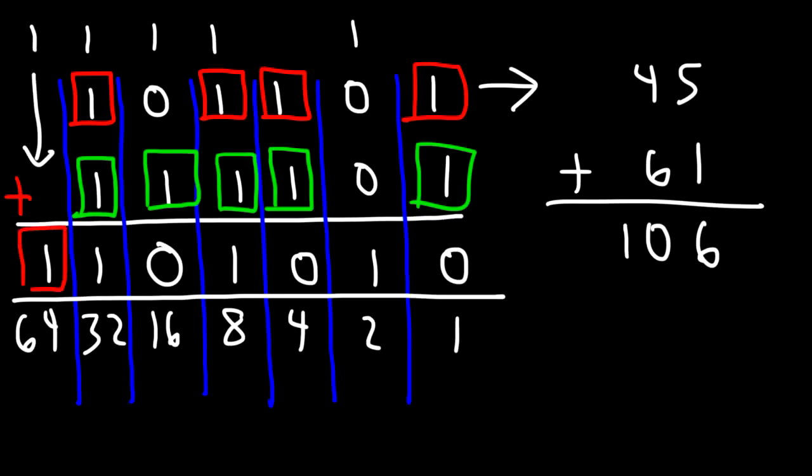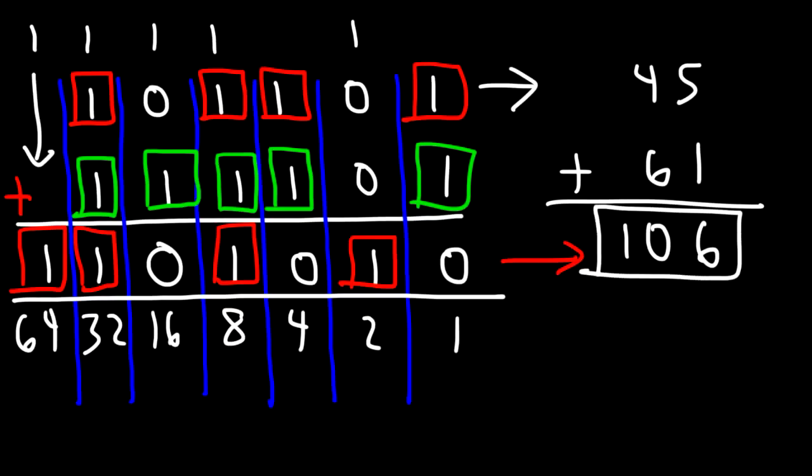Now we have a 64 plus a 32, so that's 96. 96 plus 8 is 104. 104 plus 2 is 106. And so our answer is indeed correct. So this is the final answer right here: 1101010. And so now you know how to add binary numbers.